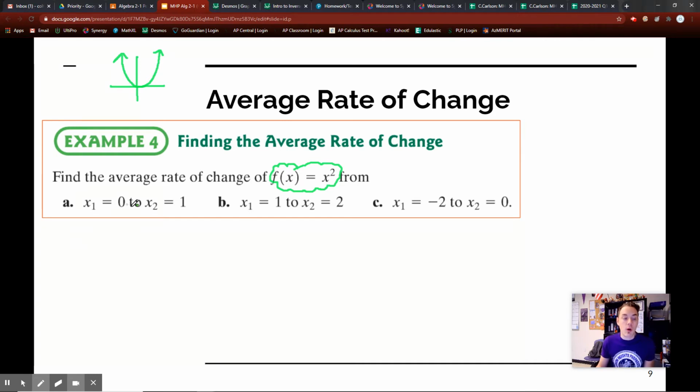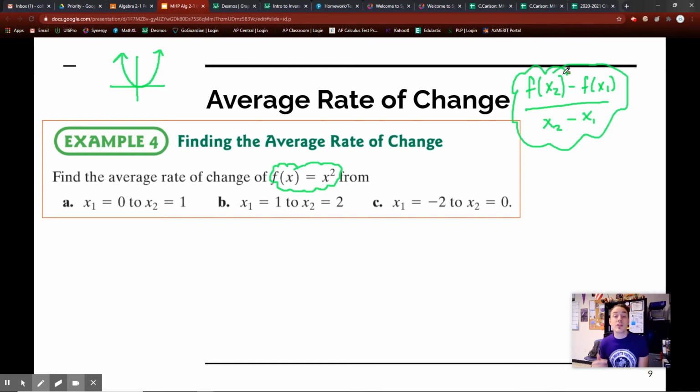So now A, what will that look like? Well, first of all, what's my formula? My formula is f of x2 minus f of x1, all over x2 minus x1. Now remember what f of x means. It means function, and it means you're plugging something into a function and getting something out. Okay? So let's look at A.